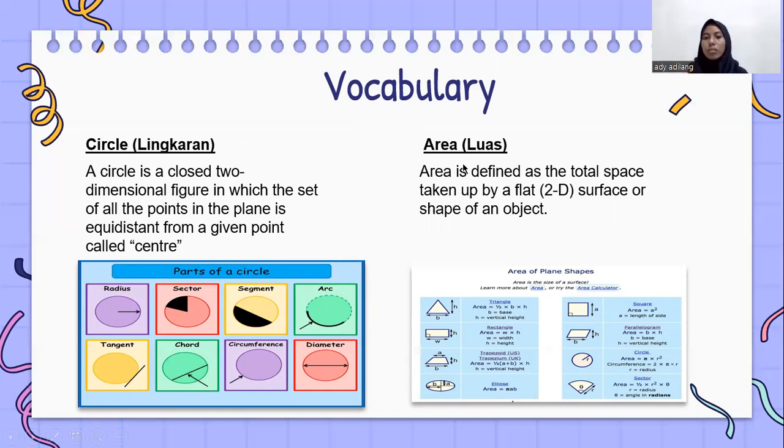Next, area or luas. Area is defined as the total space taken up by a flat or 2D surface or shape of an object. The picture below shows the different formula of the area based on the shape.